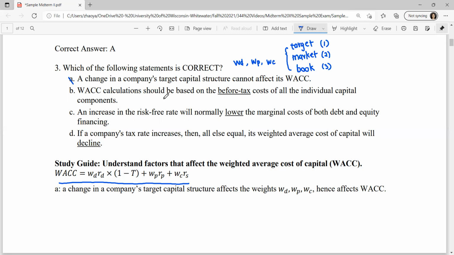B: WACC calculations should be based on the before tax cost. We should remember it should be after tax costs. We rule out B here because this RD times 1 minus T is the after tax cost of debt.